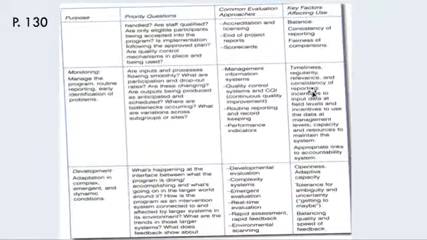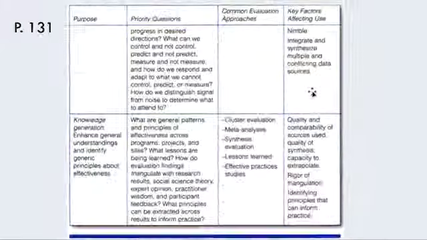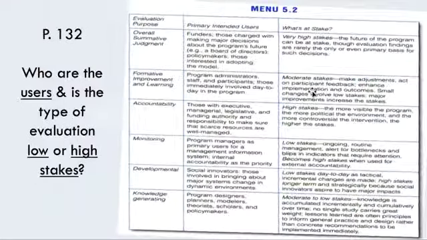And here are monitoring and developmental uses, questions, approaches, and factors affecting use for monitoring and developmental evaluations. And then on page 31, the knowledge generation evaluation. Menu 5.2 on page 132 is also important, and you can use this with your primary intended users, because it talks about the different types again, the different types of users of the evaluation.